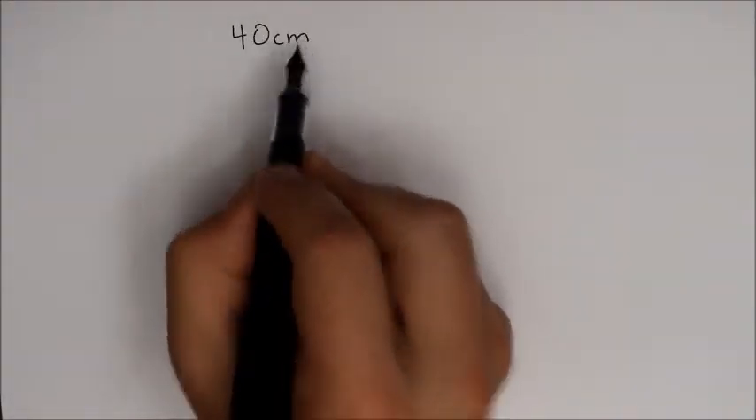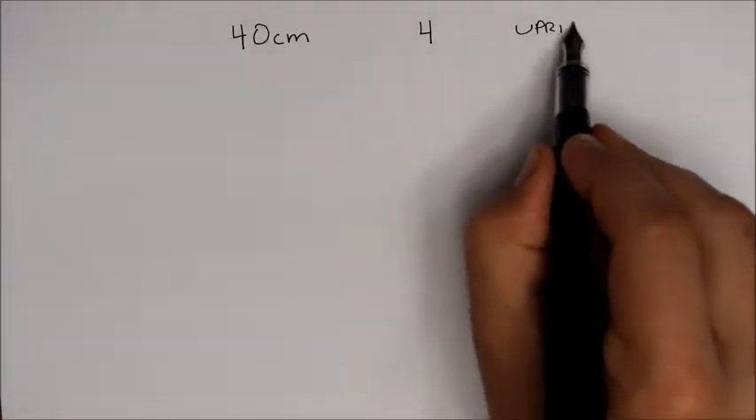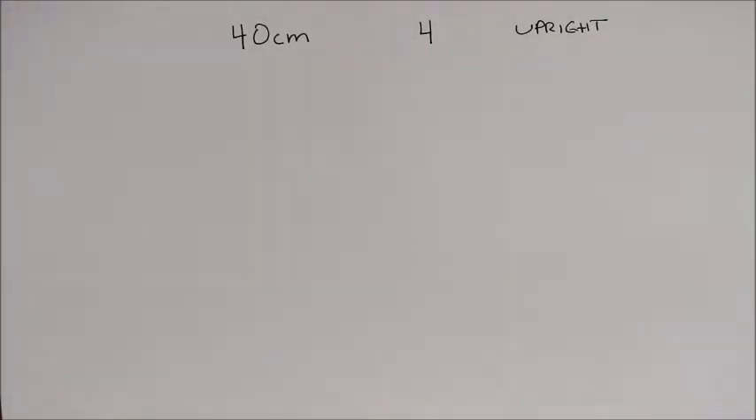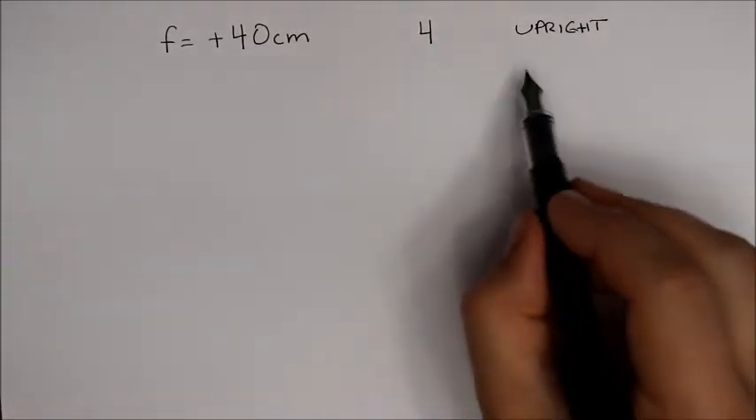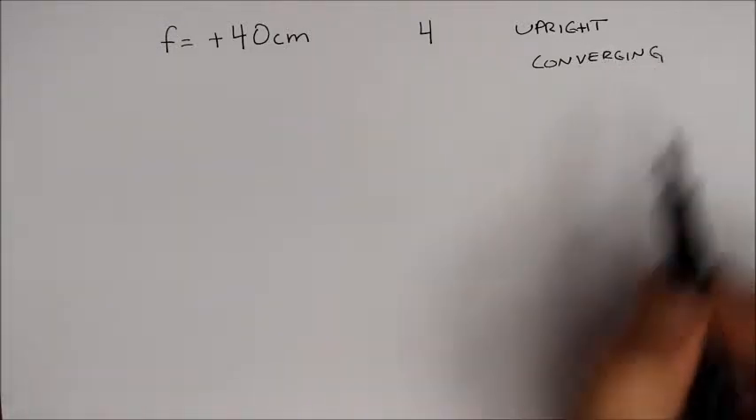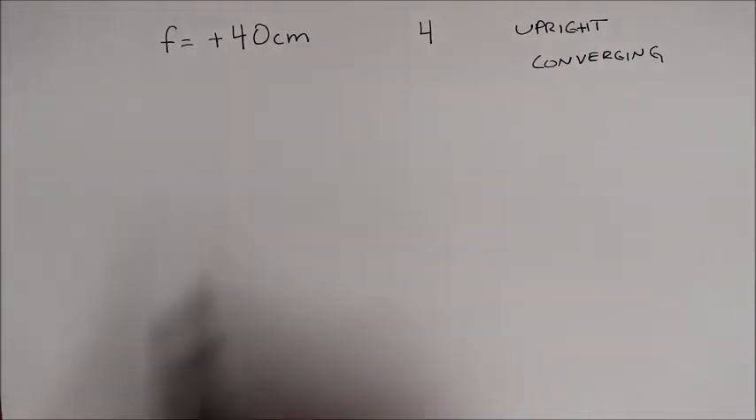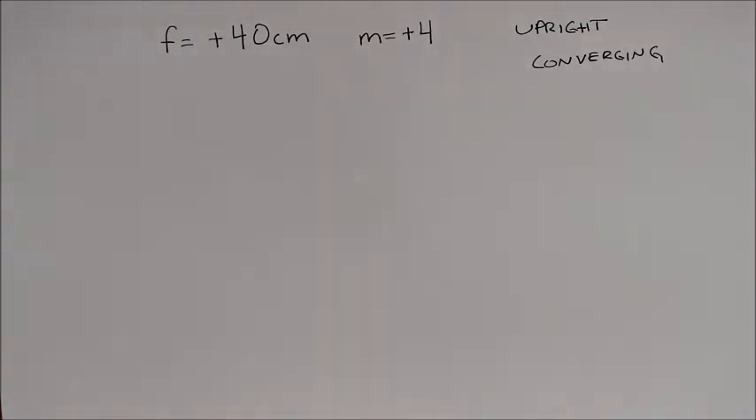Okay, so the question here is, given a lens of focal length 40 centimeters, where can I put an object so that I get an image that is 4 times larger and upright? Now, let's see, some things we know right away is if it has a focal length of 40 centimeters and it's a positive number, we know we have a converging lens. And if we know that we want an upright image, we know that our magnification has to be +4. That's what positive magnification means.